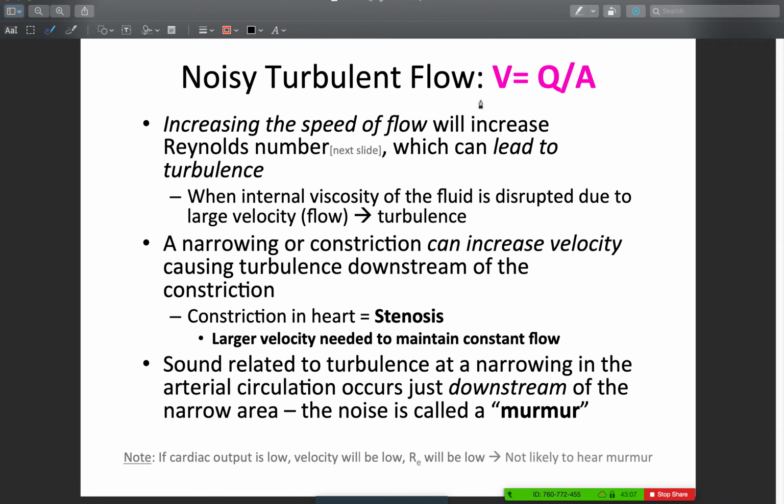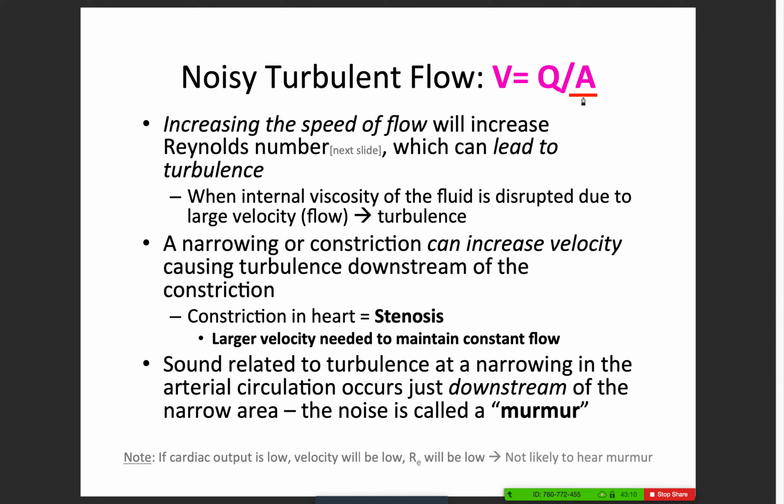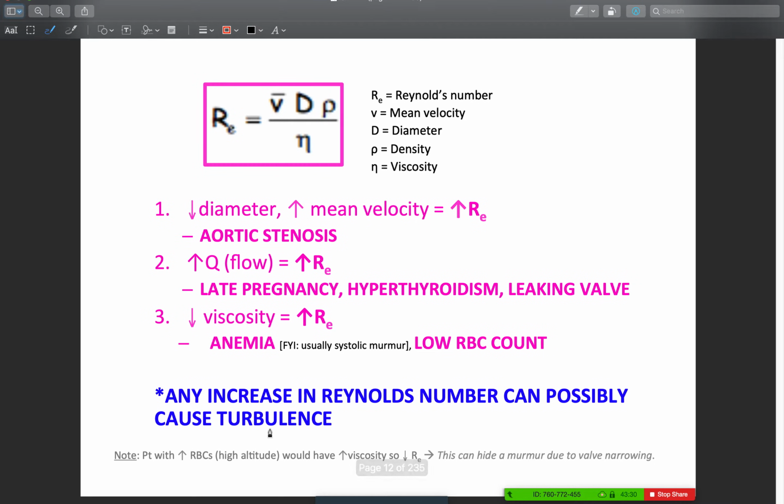All right, so noisy flow. There's this old rule in physics, V equals Q over A. You don't need to know that for Step 1 by any means, but just to give you some context here: narrowing or constriction can increase velocity, causing turbulence downstream of the constriction, like we mentioned on the last slide. Stenosis is the classic one that we talk about. Again, this is not an equation that you need to know for Step 1, just if you wanted a refresher on the physics behind it. I don't know why you would, but I left it in here just in case you're somebody that loves math.